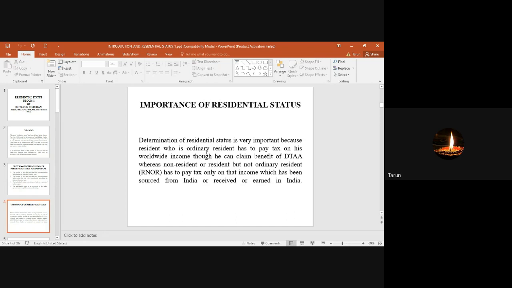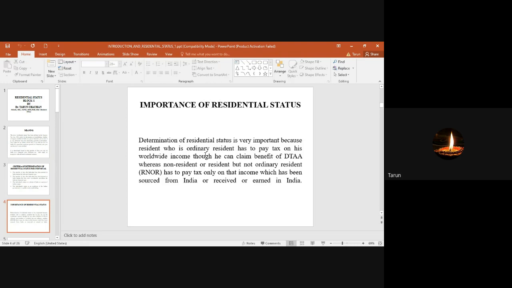So the next step is to find out whether it's an ordinary resident or not ordinary resident or non-resident, right? So, if a person is a resident and also an ordinary resident, he has to pay the tax on his worldwide income, or you can say global income, right? And of course that particular individual can claim the benefits of the direct taxation acts, right?